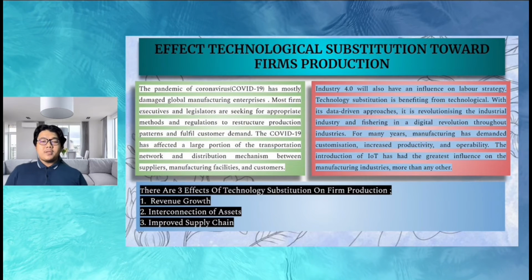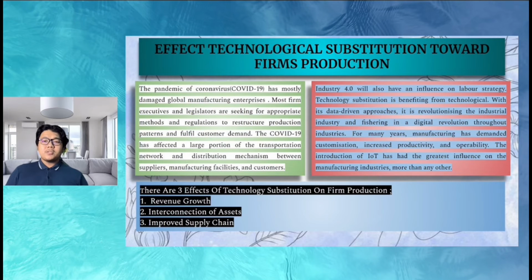The pandemic of the coronavirus, or COVID-19, has mostly damaged global manufacturing enterprises. More film executives and legislators are seeking the appropriate method and regulation to restructure production patterns and fulfill customer demand. COVID-19 has affected a large portion of the transportation network and distribution mechanism between supply, manufacturing facility and customer. Industry 4.0 also has an influence on labor strategy.